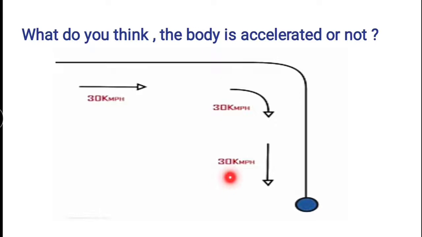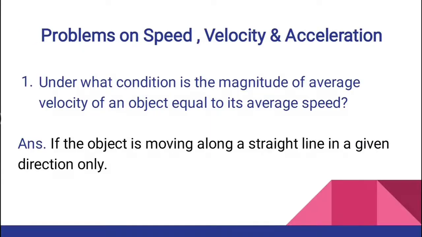Why? Because we know that acceleration depends on velocity, and velocity can be changed either by changing the direction, or the speed, or both. In this case the speed is constant, but you see the direction is changing. That's why the body is accelerated here. I hope you understand the concept of acceleration. There are some problems on speed, velocity and acceleration.